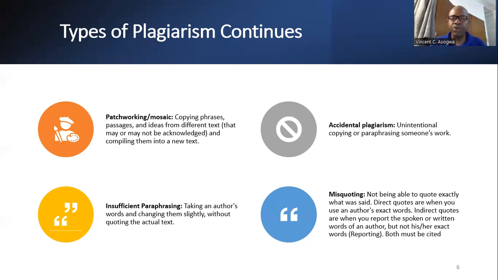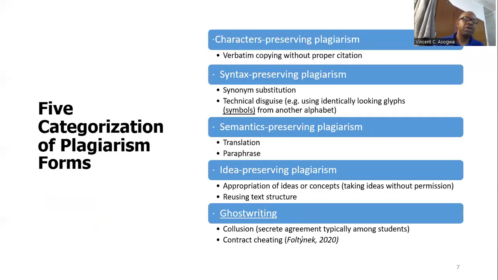Direct quotes are when you use an author's exact words. Indirect quotes are when you report the spoken or written words of an author, but not his or her own exact words. In secondary school, we are taught reporting. So direct quote is different from indirect quote. An indirect quote is a form of reporting. Both of them must be cited or acknowledged.